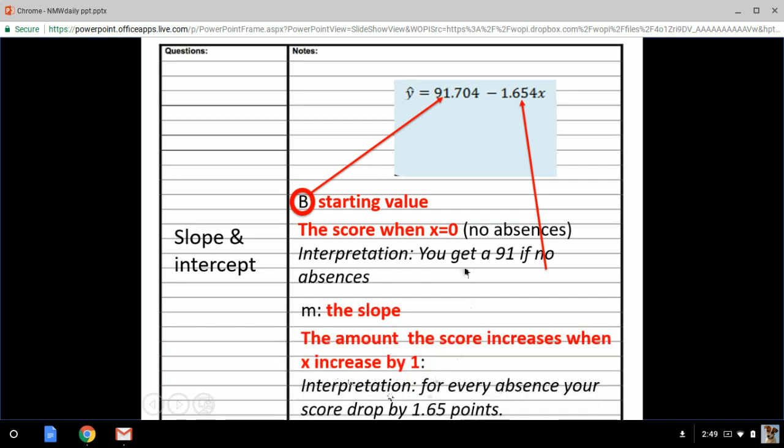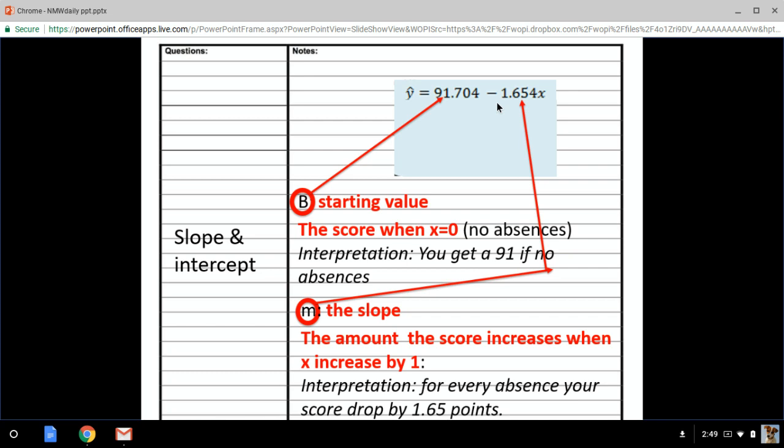Now M is our slope, and there we go. You can see with our arrows now. And that's the amount the score increases when X is increasing by 1. So let's think about that. We know that slope is the change in Y over the change in X. So since X stands for our absences, for every one absence, our score is dropping by 1.65 points.